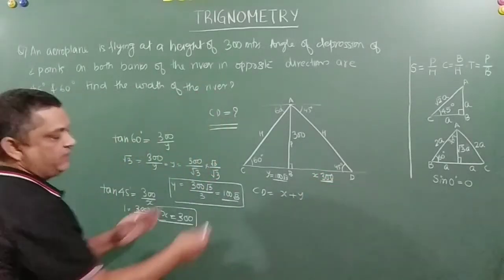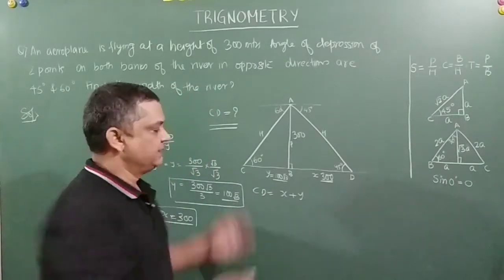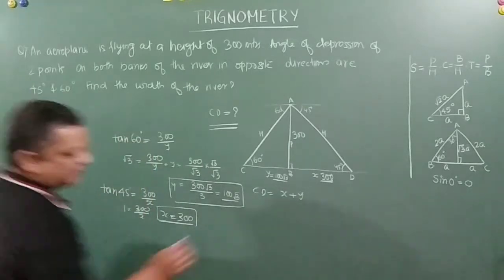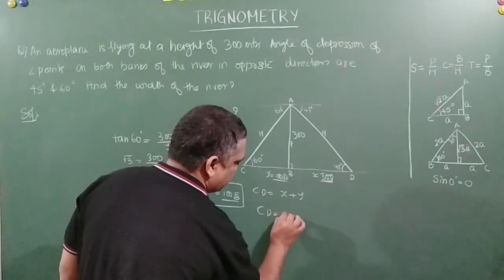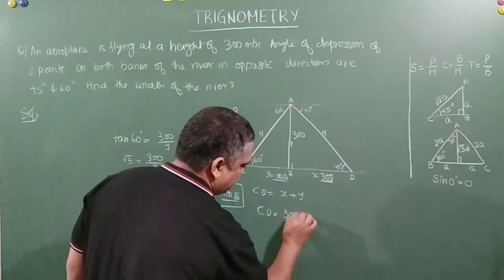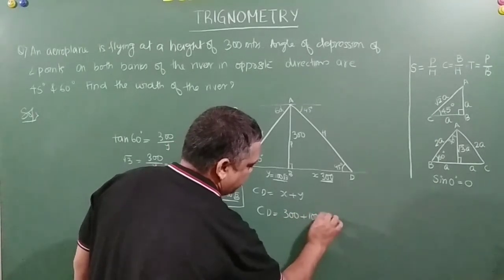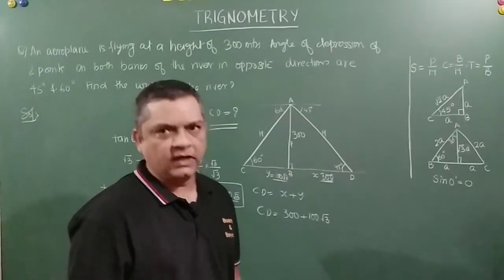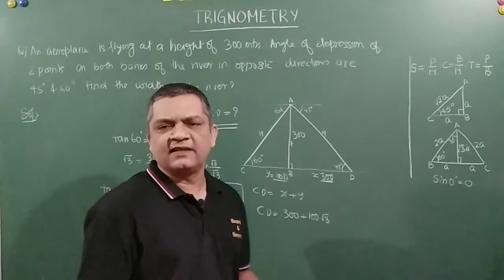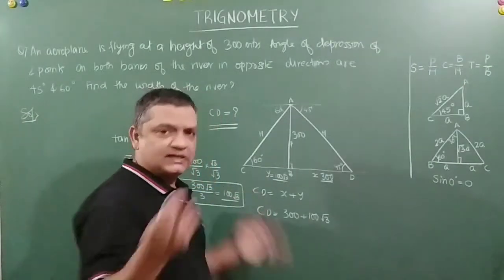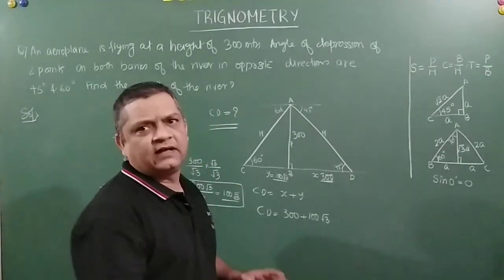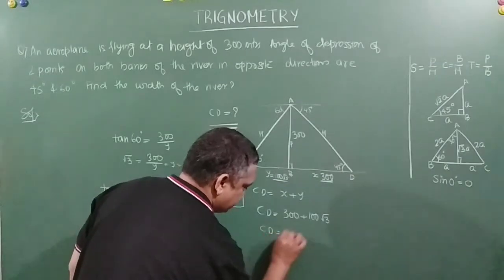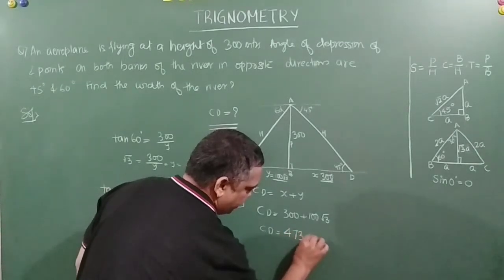Right? So can we find out CD now? Pretty simple. 300 plus 100 root 3. So CD is equal to 300 plus 100 root 3. Root 3 is 1.732, so multiplication with 100 will be 173.2. Plus 300 is 473.2. So CD is equal to 473.2 meters.